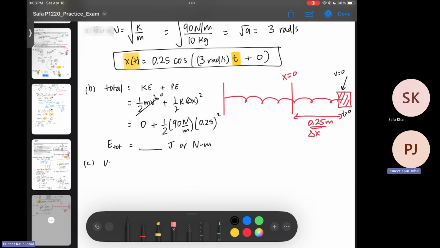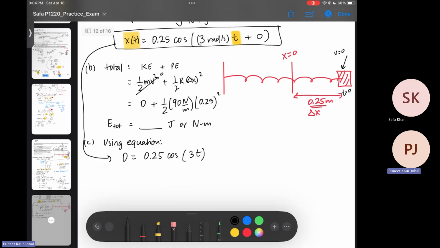So here we will simply just use the equation. I'm not going to rewrite it, I'm just going to plug in the numbers. So x is 0, and we're looking for t, right? So this is more like a trigonometric equation at this point.